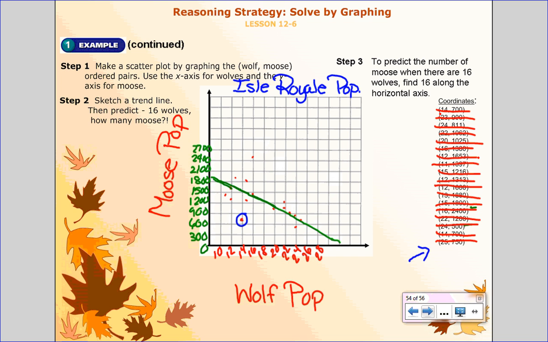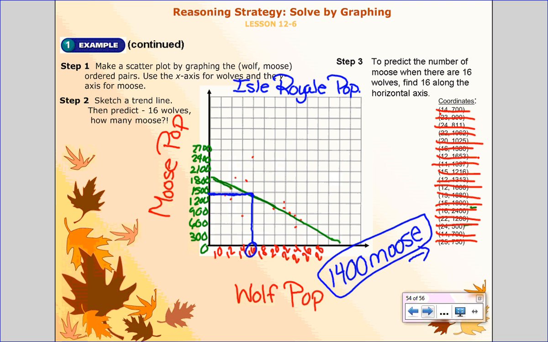All right, so now what I want to do is actually use that trend line to figure out or predict how many moose there are if there are 16 wolves. And what I do is I find the 16 wolves on here and I go up, all right, to where I find the green trend line. And I go over this way. And looking at the trend line, if there's about 16 wolves, it looks like there might be 1,400 moose. So you can use your trend line to predict. You just, again, use the information given and then just find where it would fit on the trend line.